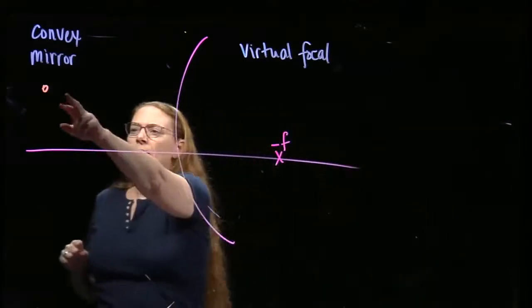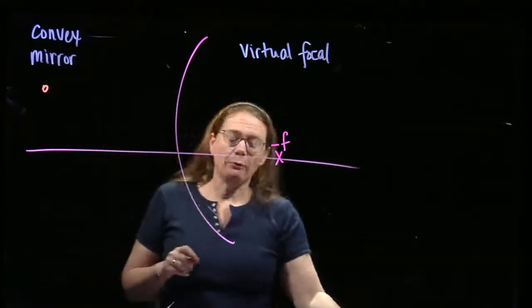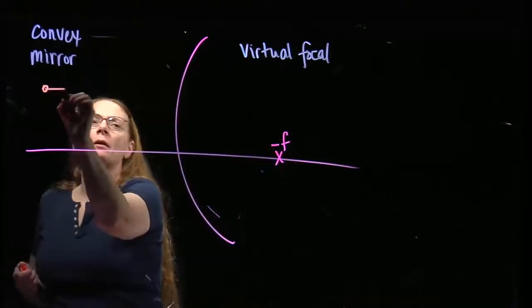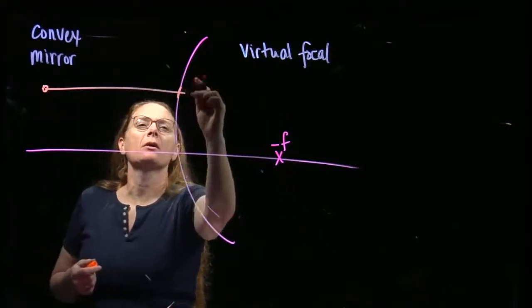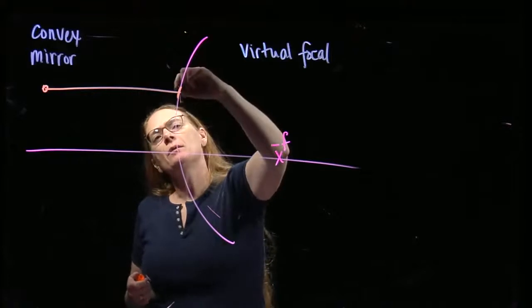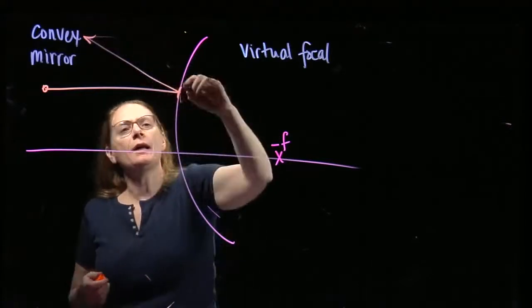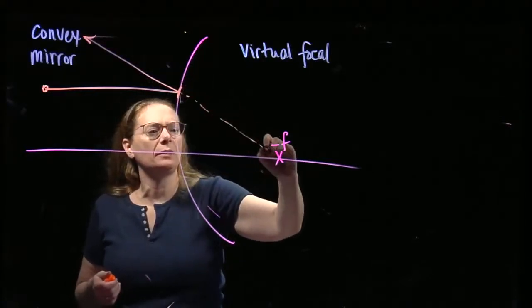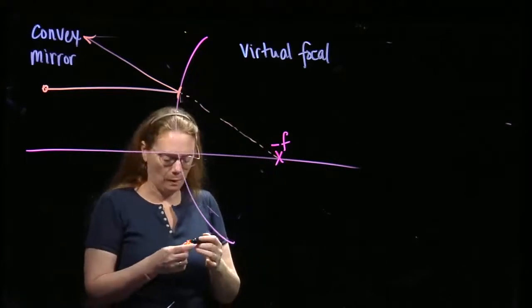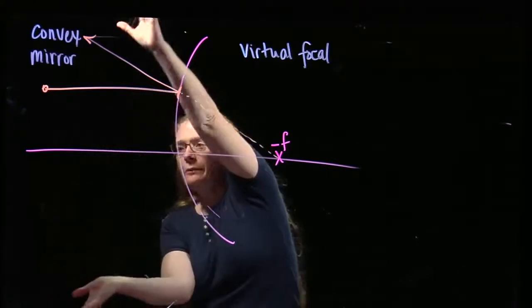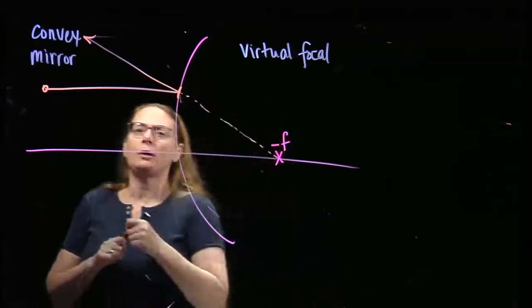All right, so let's figure out what these light rays do. We've got a light ray that comes in parallel. It hits here, and it's going to bounce off like that, in a line with the focal. Again, these rays must diverge over here because that's the job of this mirror.